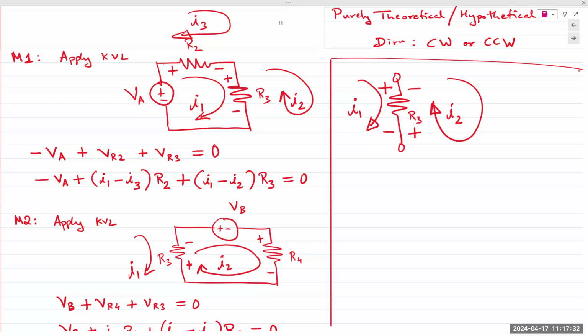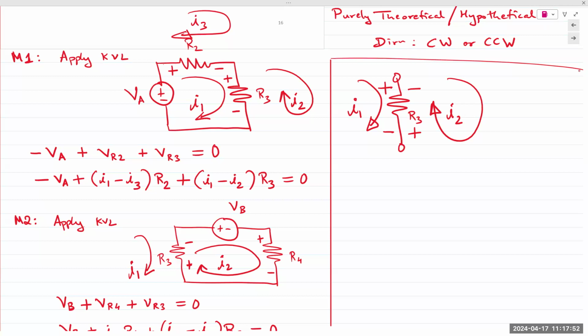Those two voltage polarities that I noted right now are not real. They are hypothetical. You cannot have one end of the resistor higher and lower at the same time, right? Physically impossible. Again, they are not real because the mesh currents are not real.